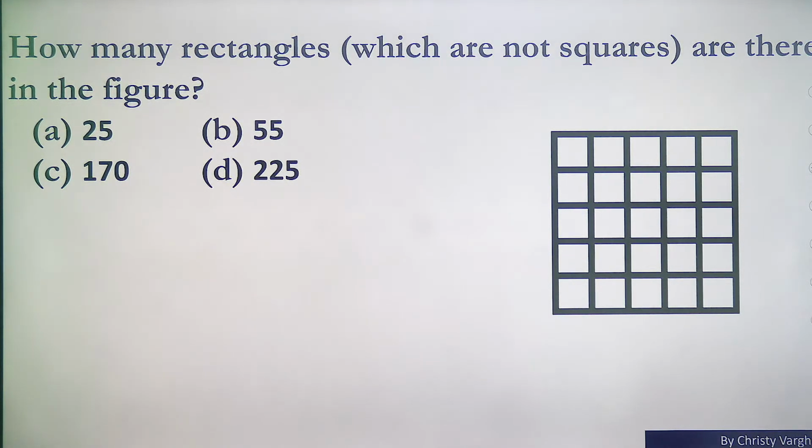Rectangles which are not squares means total rectangles minus square rectangles. Total rectangles were 225. Square rectangles was 55. Difference of that will be the answer. 225 minus 55 will be the answer. That is 170. Option C, 170.